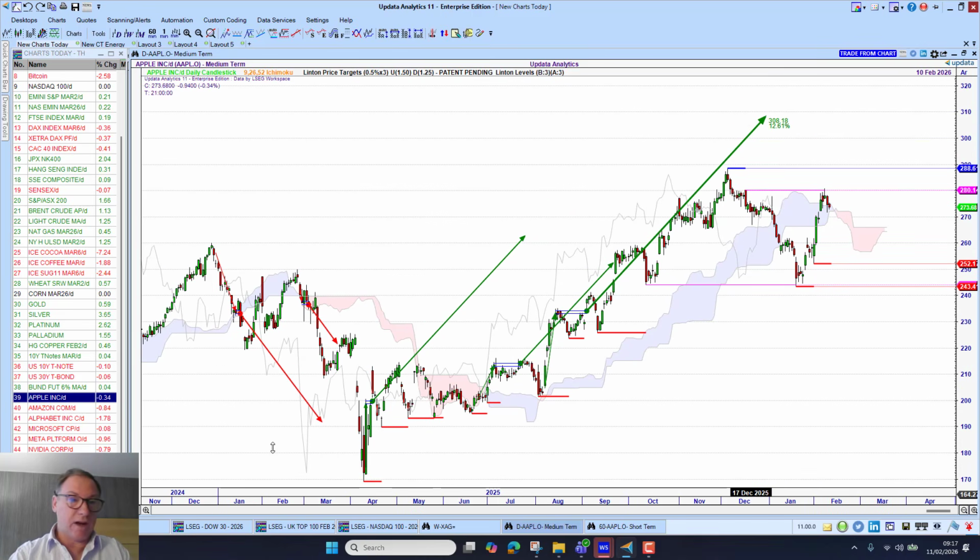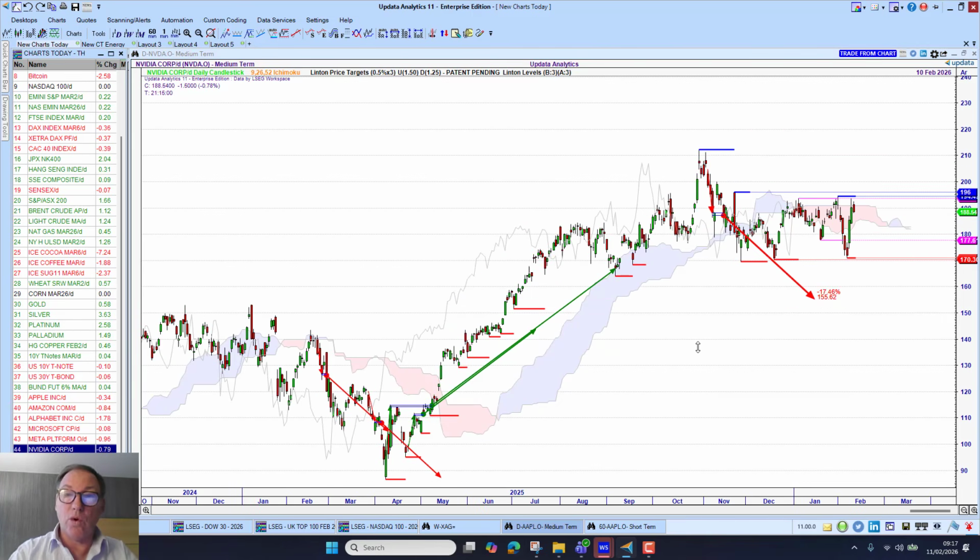We are seeing a bit of recovery in Apple, but generally speaking, and Nvidia, many of you who watch my top calls for 2026 will know that I felt Nvidia has topped, and that was back in October. We are in this range at the moment, 195, 170, 195.